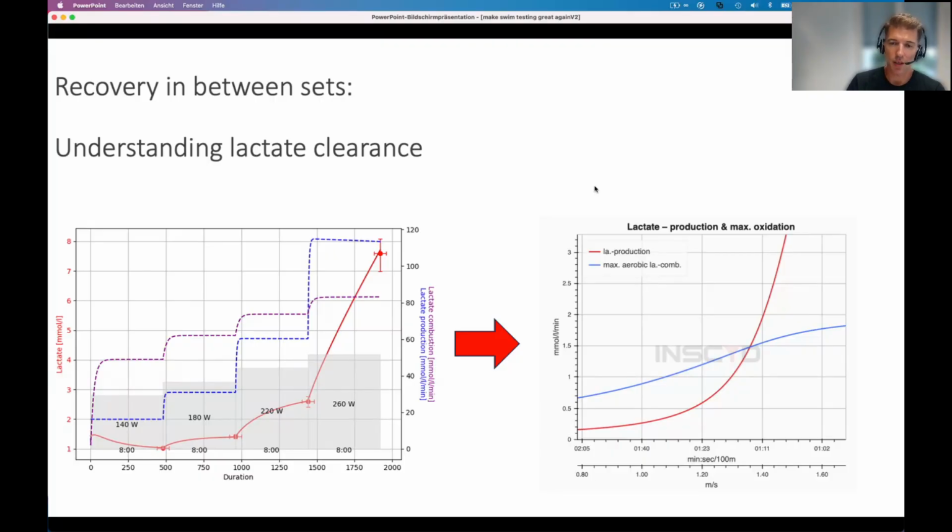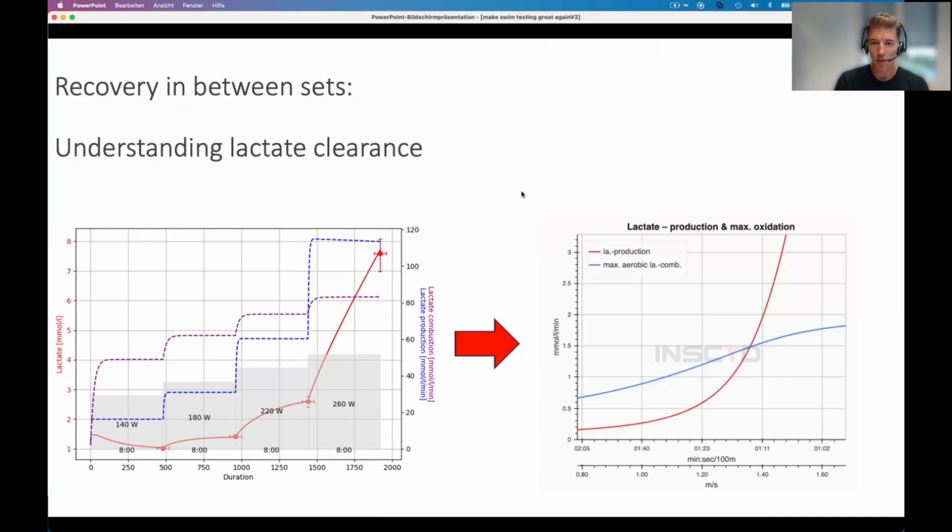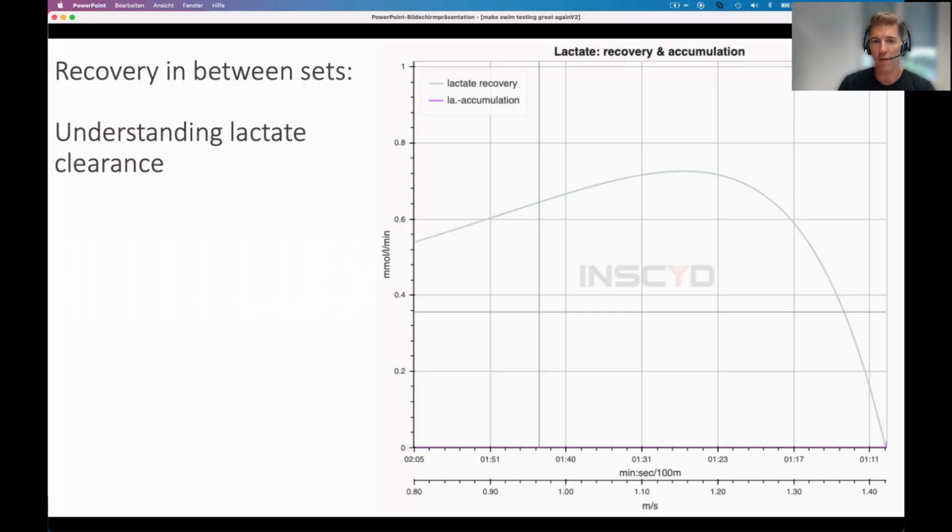And that's something that has become super useful for users to use in training sets. I want to give you an example. We take the difference between the blue and the red and plot it in a separate graph, which is this one, which you call the lactate recovery. This shows the ability of the athlete, or the speed at which the athlete can clear additional lactate, as a function of speed or pace.